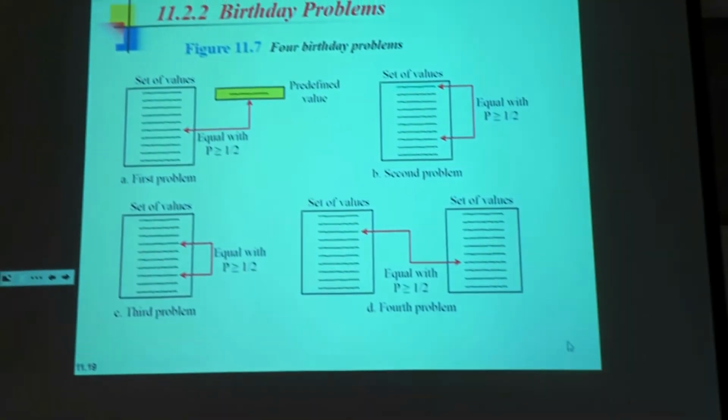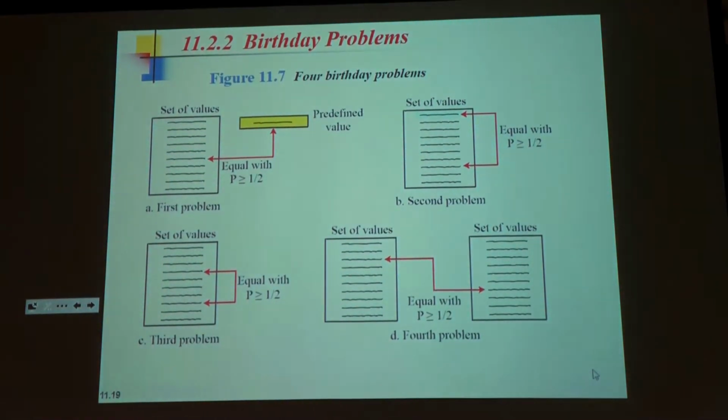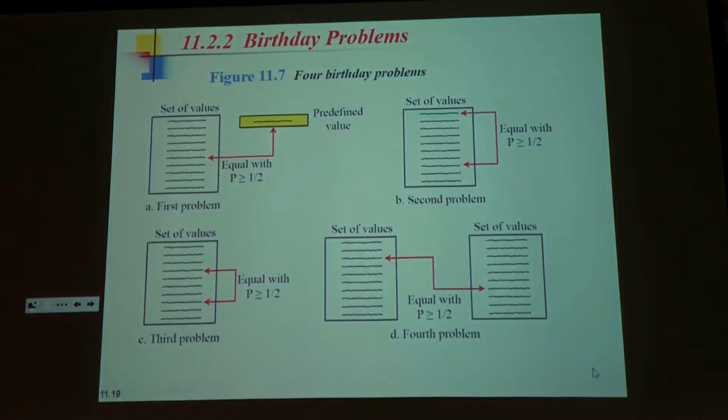This problem can be generalized as follows. We have a uniformly distributed random variable with n possible values. What is the minimum number of instances k such that it is likely that at least one instance is equal to the selected one? All right.